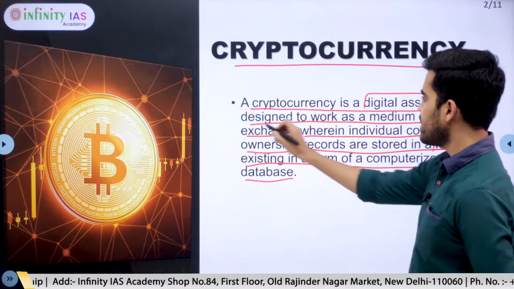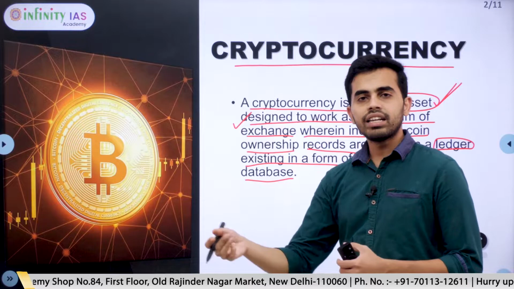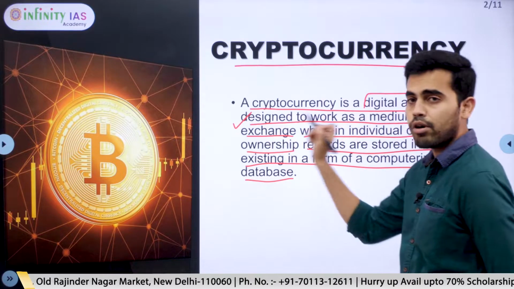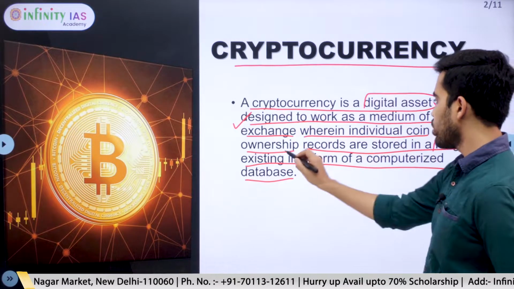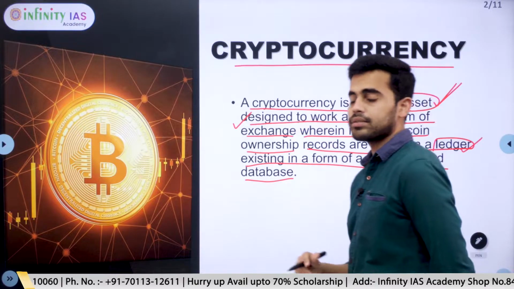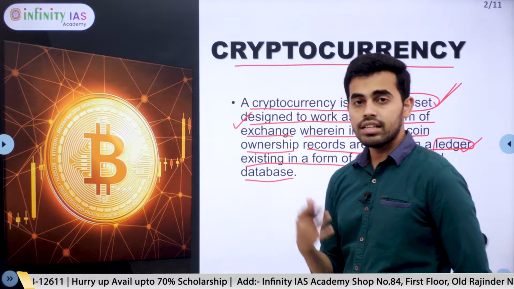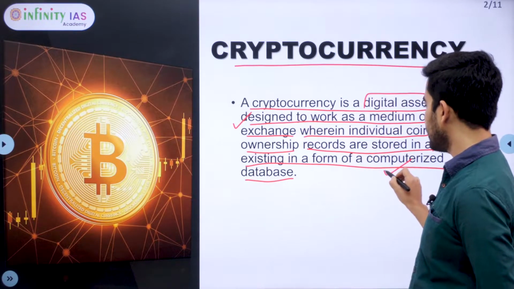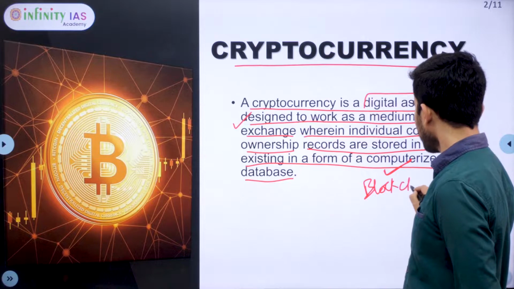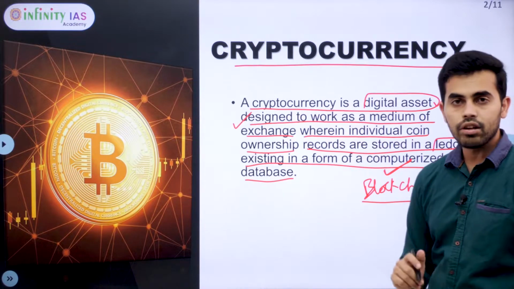And the next thing, it is designed to work as a medium of exchange, the same way a currency works. For example, we give money, we get some items. So that is an exchange. The same way, cryptocurrency also works as a medium of exchange. Next, the coin ownership records are stored in a ledger existing in the form of a computerized database. We have already seen blockchain technology. We have learned that blockchain technology is also a ledger technology, particularly a digital ledger technology. So that is where blockchain technology comes in. So cryptocurrency is based on this blockchain technology.